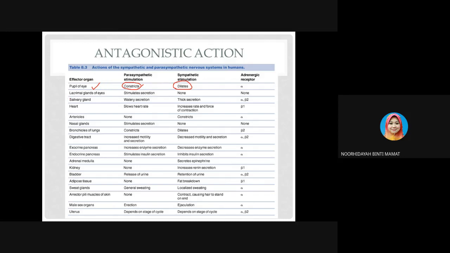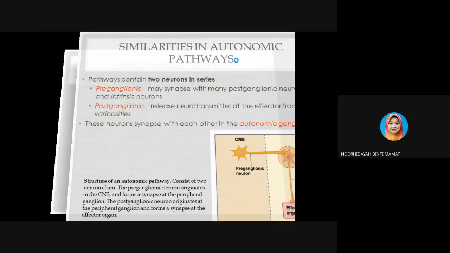Other examples: the lacrimal glands of the eyes. The parasympathetic system stimulates secretions, while the sympathetic does not stimulate secretions. So these are the effector organs, with the parasympathetic stimulations and the sympathetic stimulations, and basically all the stimulations are vice versa. This is what we call the antagonistic action, right?